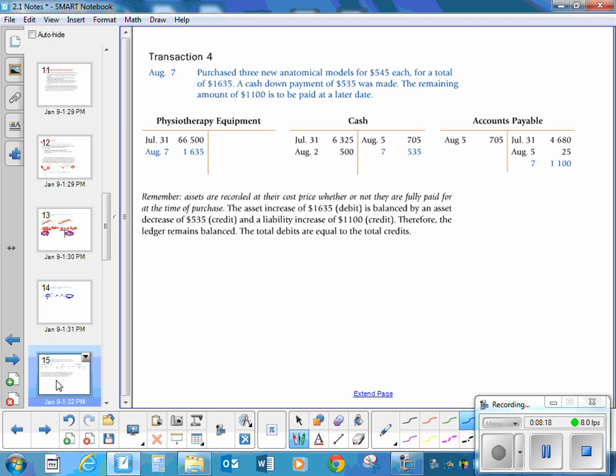Another transaction: purchased 3 new anatomical models for $545 each for a total of $1,635. A cash down payment of $535 was made. Okay. The remaining amount of $1,100 is to be paid later. So do you see how we're going to be having 3 different accounts here? Our physiotherapy equipment is going up. Our cash is going down. And our accounts payable is going up. Okay.